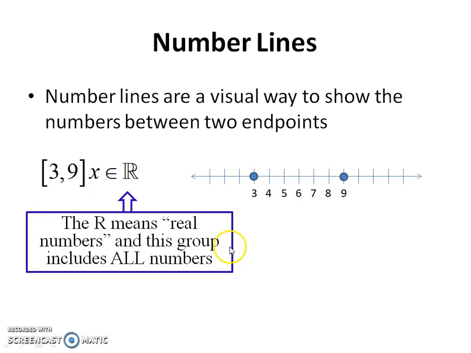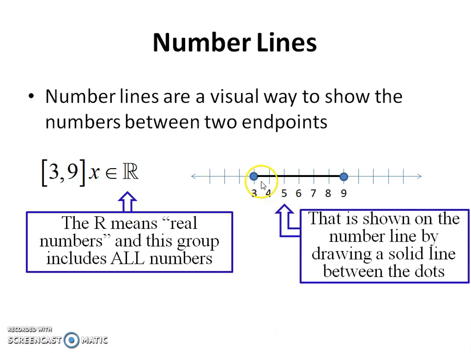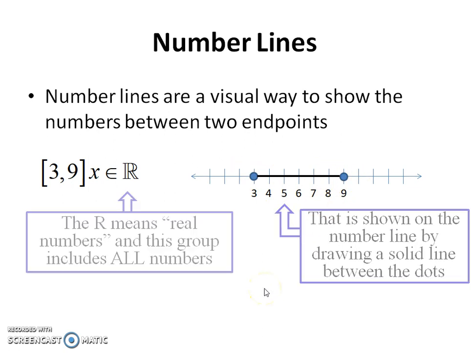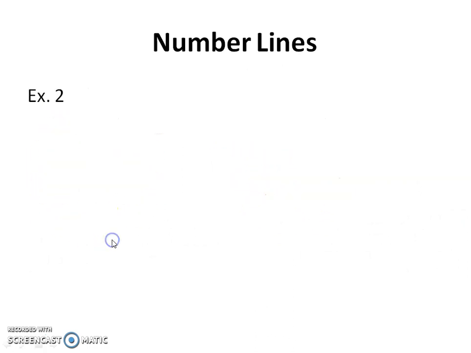And because this particular interval had real numbers, that refers to all real numbers. That refers to every possible number between 3 and 9. And the way we denote that is by filling in a solid line on the number line between the endpoints. So this is the number line, which is equivalent to this interval.